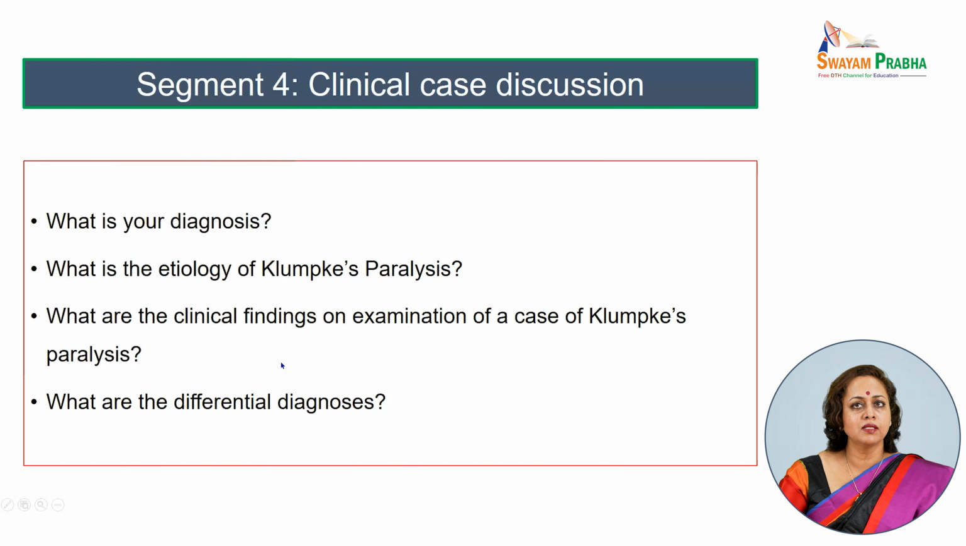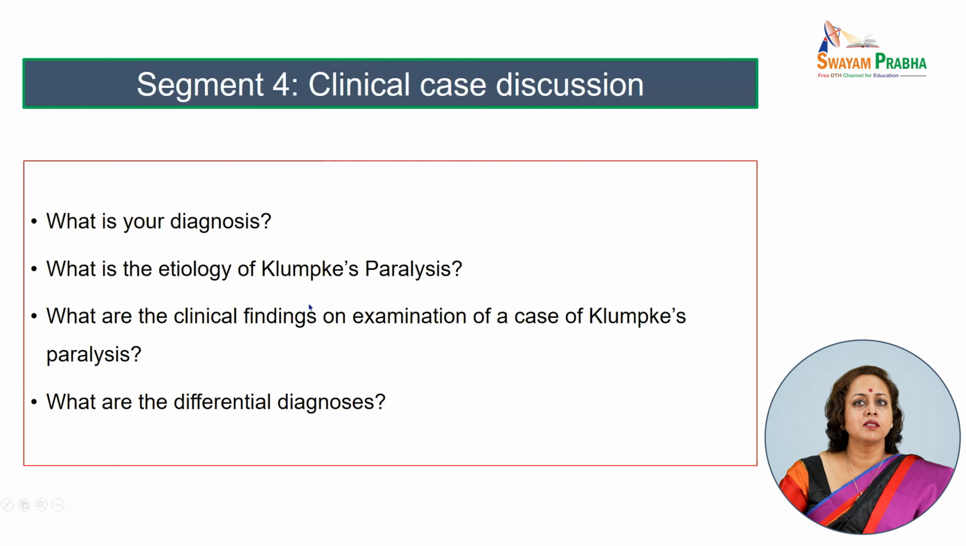So, we have discussed Klumpke's paralysis. Let's proceed now to segment 4 of our clinical case discussion. So, what is your diagnosis? Our diagnosis in this case is Klumpke's type of paralysis. What is the etiology of Klumpke's paralysis is our second question.